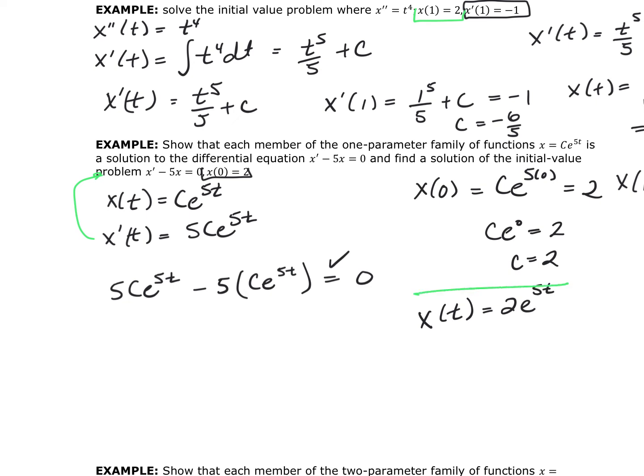This is a particular family member that I want for the general solution. So here is a family of functions that satisfies this differential equation. Here's a particular family member that will also satisfy this differential equation.